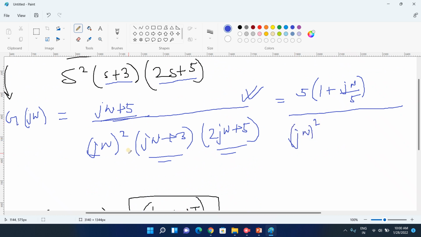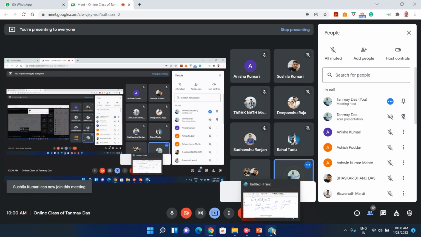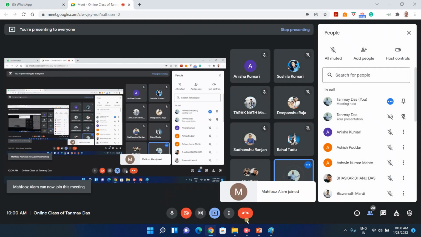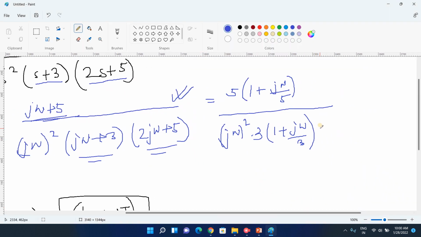Then in the numerator you have (j omega)^2, so no problem. It is a pole at the origin, two poles at the origin, so type 2 system. Then next you can see you're having j omega plus 3, so you have to take 3 common. Then it will be 1 plus j omega by 3. Then the third term, you have to take 5 common, so that it becomes 1 plus 2 j omega by 5.